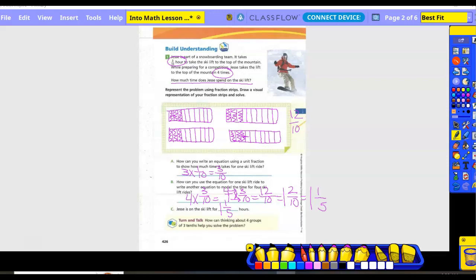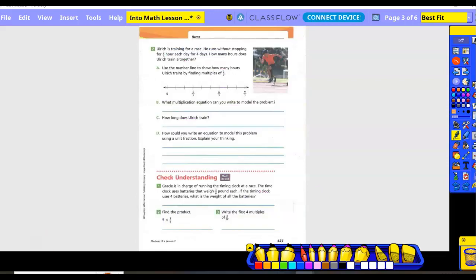Number 2, Ava is training for a race, even without stopping, for 2/3 hour each day for 4 days. How many hours does Ava train altogether? So we have what? 2/3 of an hour, 4 days. Okay, so we want to use the number line to show how many hours Ava trains by finding multiples of 2/3. So each one of those little check marks is what?